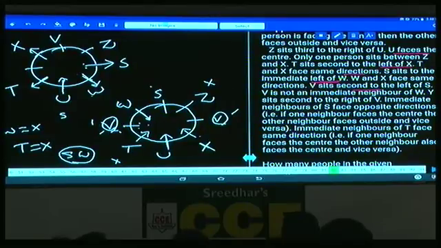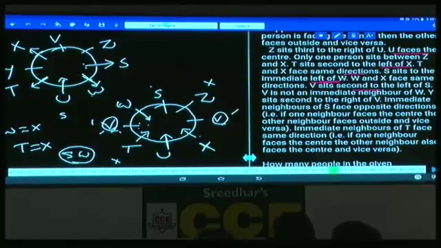Then this is the information given. Who is the person left over here? T, U, V, W, X, Y. Y will be at this place. Then, any other information? Z sits to the right of U. U faces the center, with one person between Z and X. T sits second to the left of X, and T and X face the same direction.